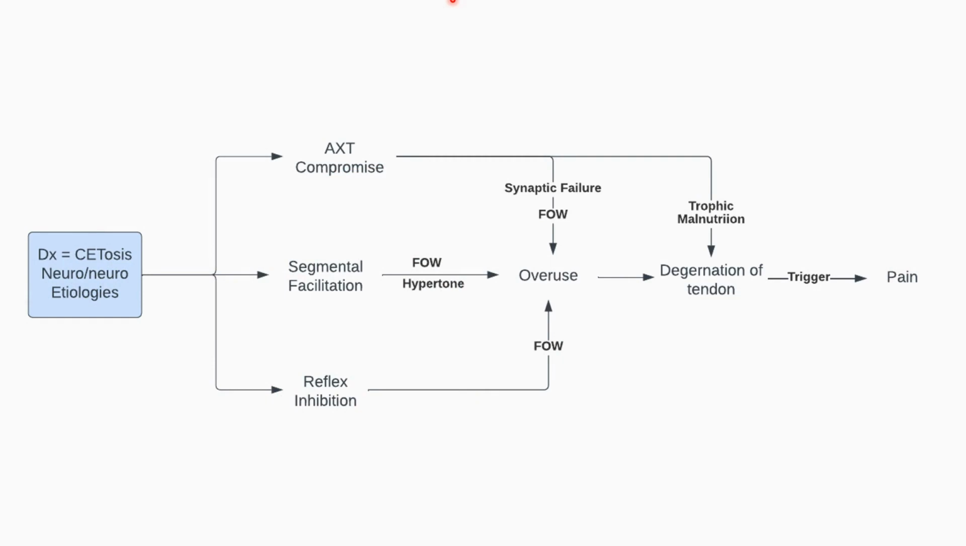We're going to be looking at neurological and neurophysiological etiologies in this slide, or if you prefer neuro, which I do, it's quicker. We're going to be looking at three etiologies. One is axoplasmic flow compromise, one is segmental facilitation, the other is reflex inhibition.